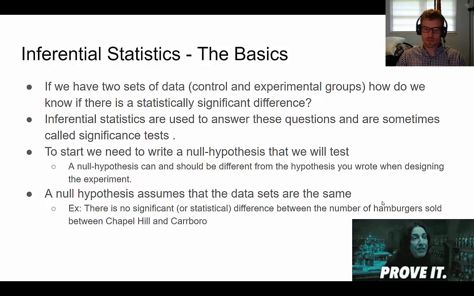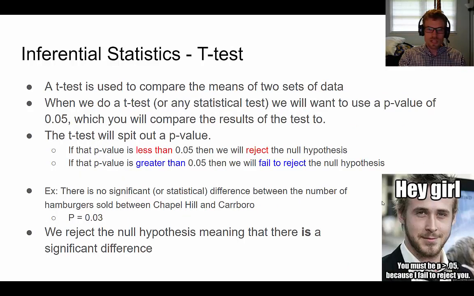And we want to assume that they're the same, and then you have to prove that those data sets are different. So for example, there's no significant or statistical difference between the number of hamburgers sold between Chapel Hill and Carrboro, right? That would be a null hypothesis that then you would run your statistical test to determine whether or not that is true. So the first test that we're going to talk about is a t-test.